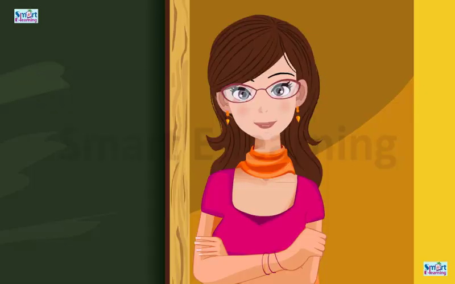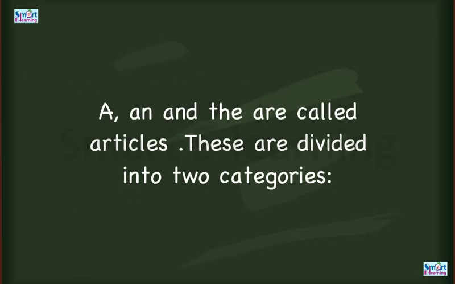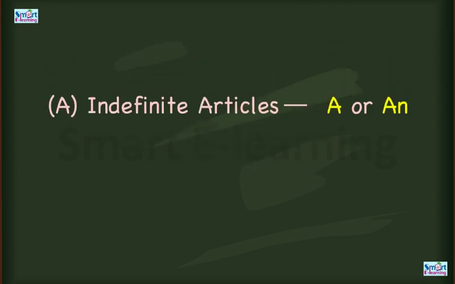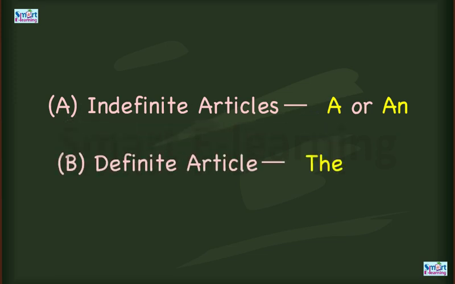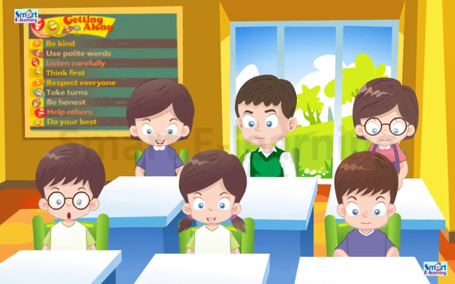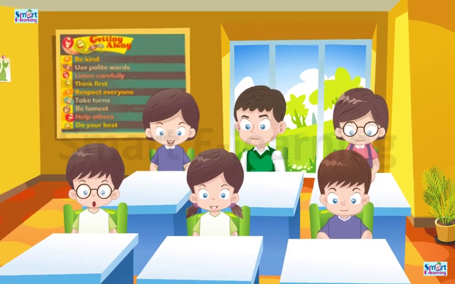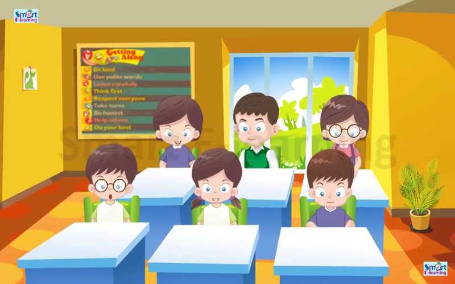Articles. A, an, and the are called articles. These are divided into two categories. A, indefinite articles, a or an. B, definite article, the. Use of a and an, indefinite articles.